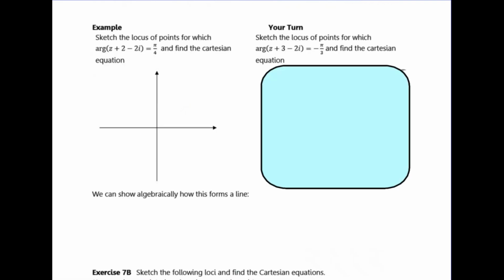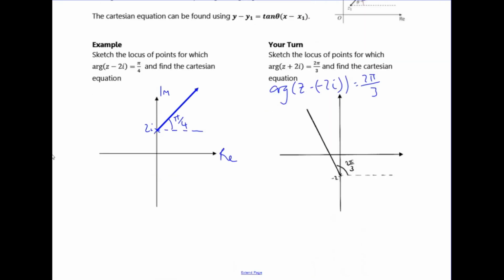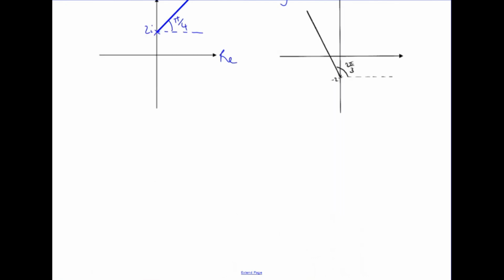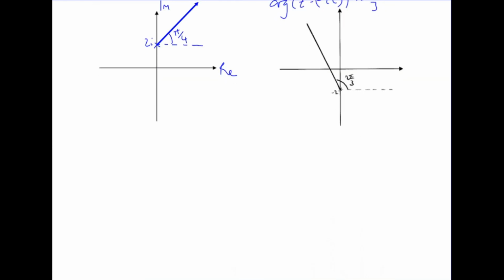For this next example, actually, going back to these, it asks for the Cartesian equations of these as well. So for the Cartesian equation, I know a point that this one goes through, which is (0, 2). I need to know its gradient, which is just given by tan theta. So it's given by tan of pi over 4, which in this case is 1. So using y minus y1 equals m(x minus x1), goes through (0, 2), so y minus 2 equals 1 times (x minus 0). And we get the Cartesian equation is y = x + 2.